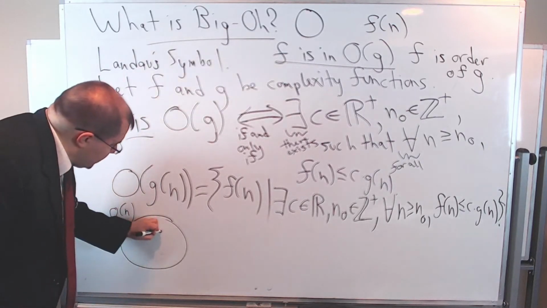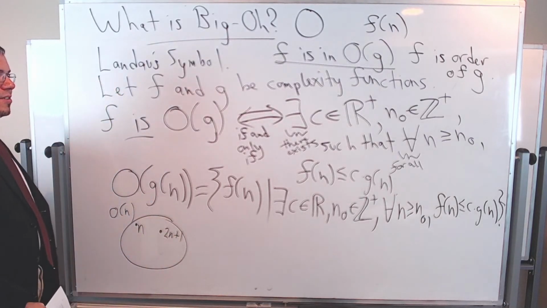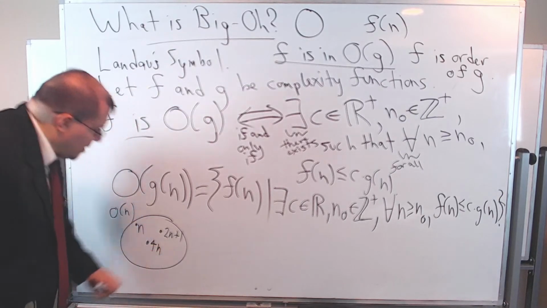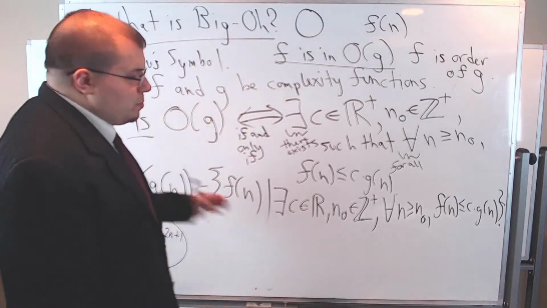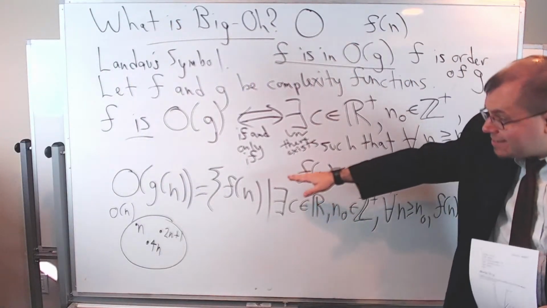You can also prove things like 2n plus 1 is big O of n. Things like 4n are big O of n. So all of these belong to a set. So this is actually a set.